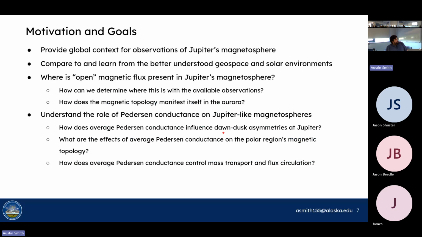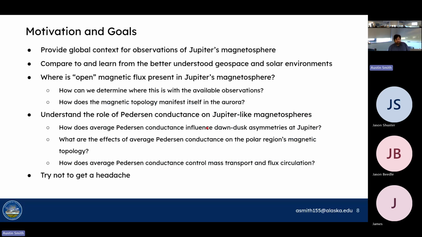And another part is trying to understand the role of the ionospheric Pedersen conductance in Jupiter-like magnetospheres. Specifically, how does the average Pedersen conductance influence dawn-dusk asymmetries in the magnetosphere, and what are the effects of the ionospheric Pedersen conductance on the polar region's magnetic topology and dynamics? And also, and this is a broader question, which I'm still thinking a lot about, how does the Pedersen conductance control mass transport and magnetic flux circulation in a giant magnetosphere?